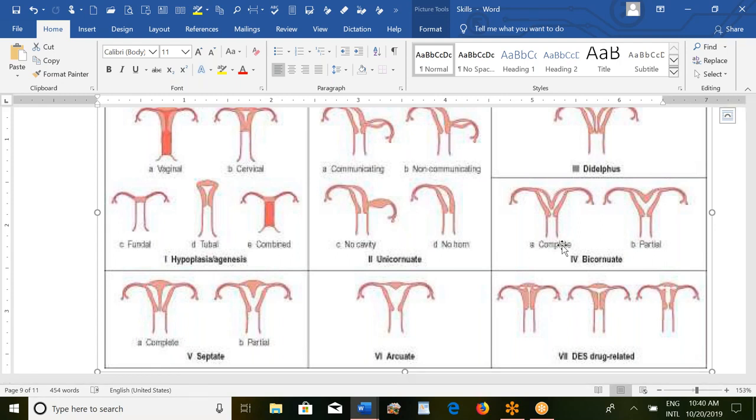Bicornuate uterus, again, abnormal presentation can be there with bicornuate uterus, and abnormal, even miscarriages, yeah. Preterm labor and delivery, that is the point. And if it is complete and the patient goes into labor, undiagnosed, she will have late second trimester miscarriages. That's why it is mostly just diagnosed accidentally.